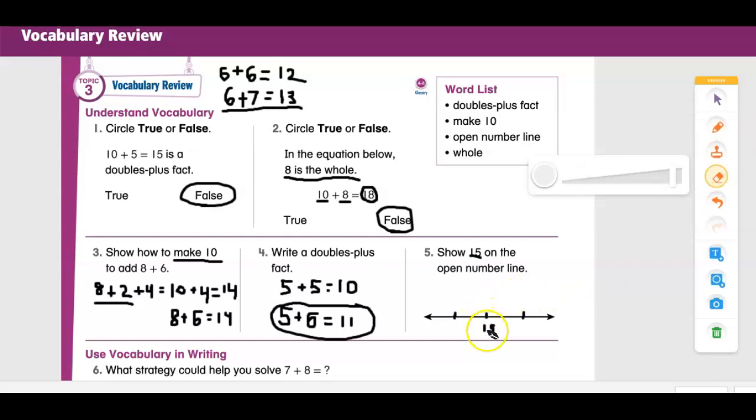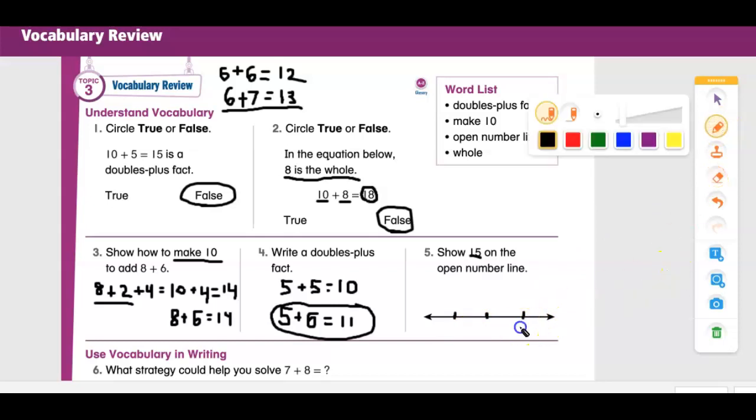You could also write 15 and then write the 2 numbers that come after 15. So you could write it a couple different ways. You could also write 15 at the end of the open number line and write the 2 numbers that come before it. So on number 5, you have a few different ways that you can show the number 15 on an open number line.